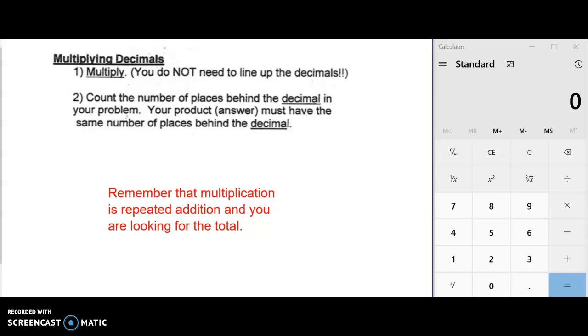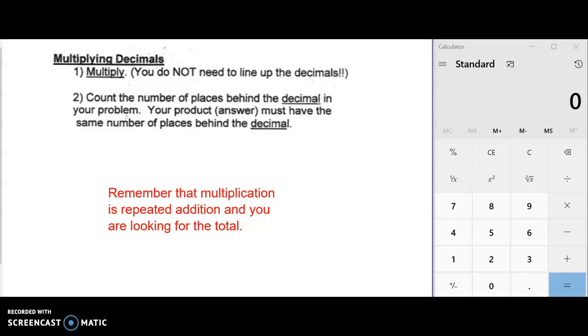All right, guys, now that we've added and subtracted decimals, where you line up the decimals, we're now going to multiply decimals. Now, multiplication is so easy. All you're doing is multiplying like whole numbers. You're just adding one more step. So, step 1, multiply. You do not need to line up the decimals like when you add or subtract.